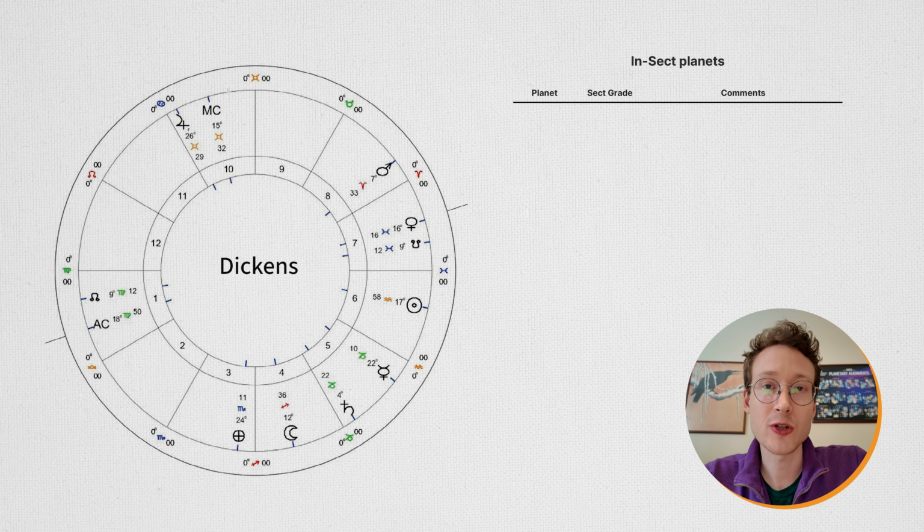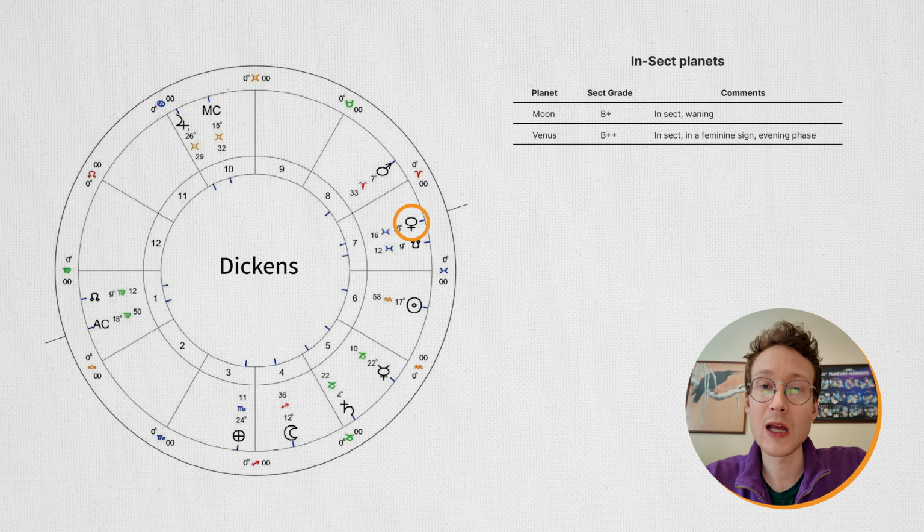Next, we can look at the chart of Charles Dickens. This is a night chart, so the nocturnal sect is in power. The Moon, the nocturnal luminary, is in sect and waning, which means its energies align with the energies of the night, so it receives a B+ grade. Remember that waning and waxing are technically solar phase conditions for the Moon. Then Venus is in sect in the feminine sign of Pisces and in its evening phase, so it receives a B++ grade.